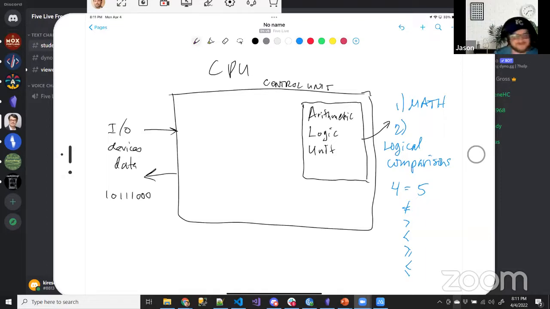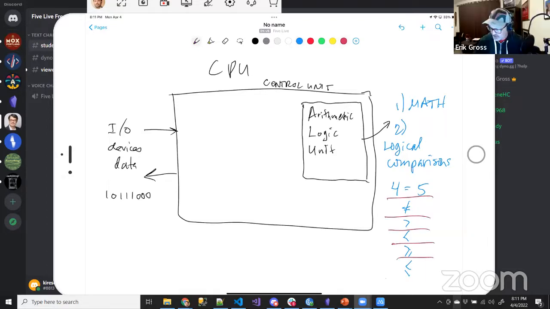Is anybody not familiar with those 6 operators? We have 1, 2, 3, 4, 5, and 6. They call them comparison operators. Anybody not seen those before? We all kind of learned those years ago, right? Okay, that's one of the 2 things that the arithmetic logic unit can do.